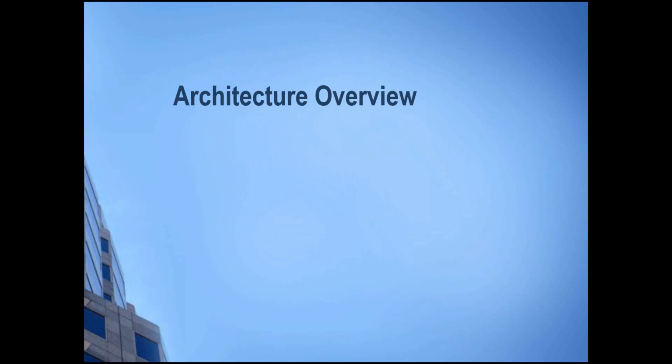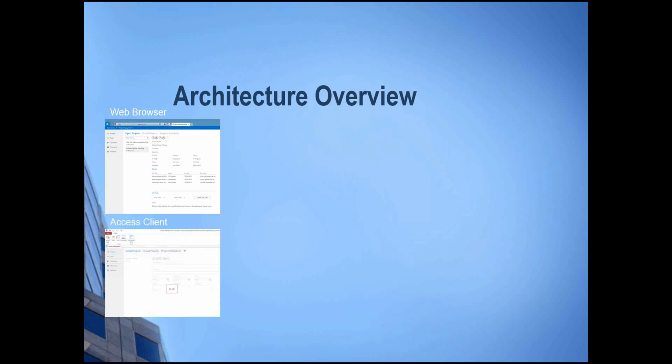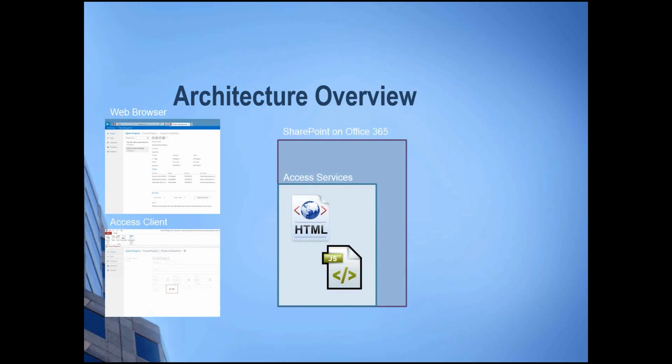Let's take a look at the architecture when I say standard. So web browser. In the end, you saw our app is running in the browser, and it works across multiple browsers, and several people can use it at once. And then there's also the Access client that you saw for creating or editing your web application, which connects up to your server, your service. SharePoint on Office 365 is our host on the server, and Access Services is the service running within that subscription that contains the HTML and the JavaScript. And your data lives actually in SQL Azure.